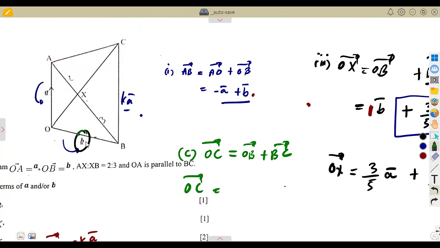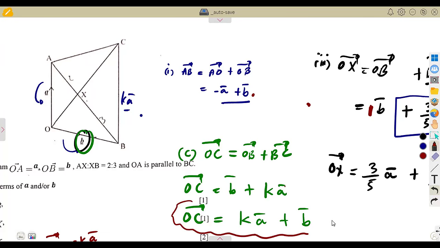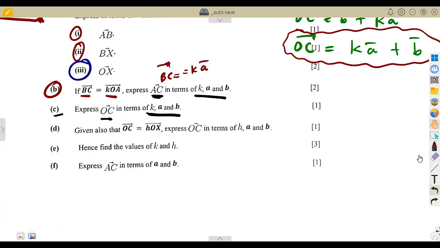OB, that is vector B, plus vector BC. Our vector BC is KA. So that is our vector OC, which you can just write as KA plus vector B. Okay, so that's our vector OC. Just leave it like that. Let's move on to another part.